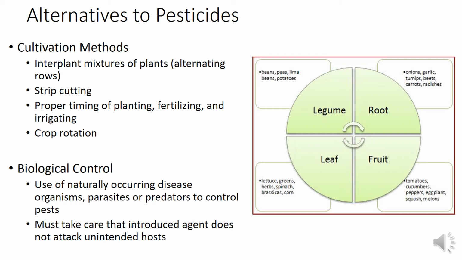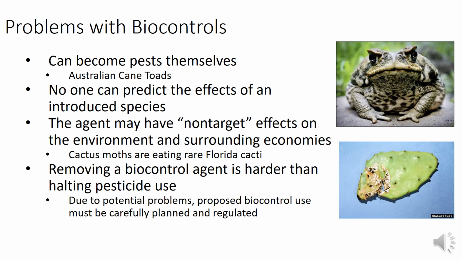Moving on to biological control. Biological control is basically using some sort of natural predator or parasite or disease or whatever to actually control our pest organism. But you need to take care that the agent doesn't attack any unintended hosts so that it doesn't ripple outwards. And so biological controls are great, but the problem is that they can become pests themselves. The Australian cane toad, if you want to see a funny movie, you should go on YouTube and watch the movie Cane Toads. It's actually really funny.